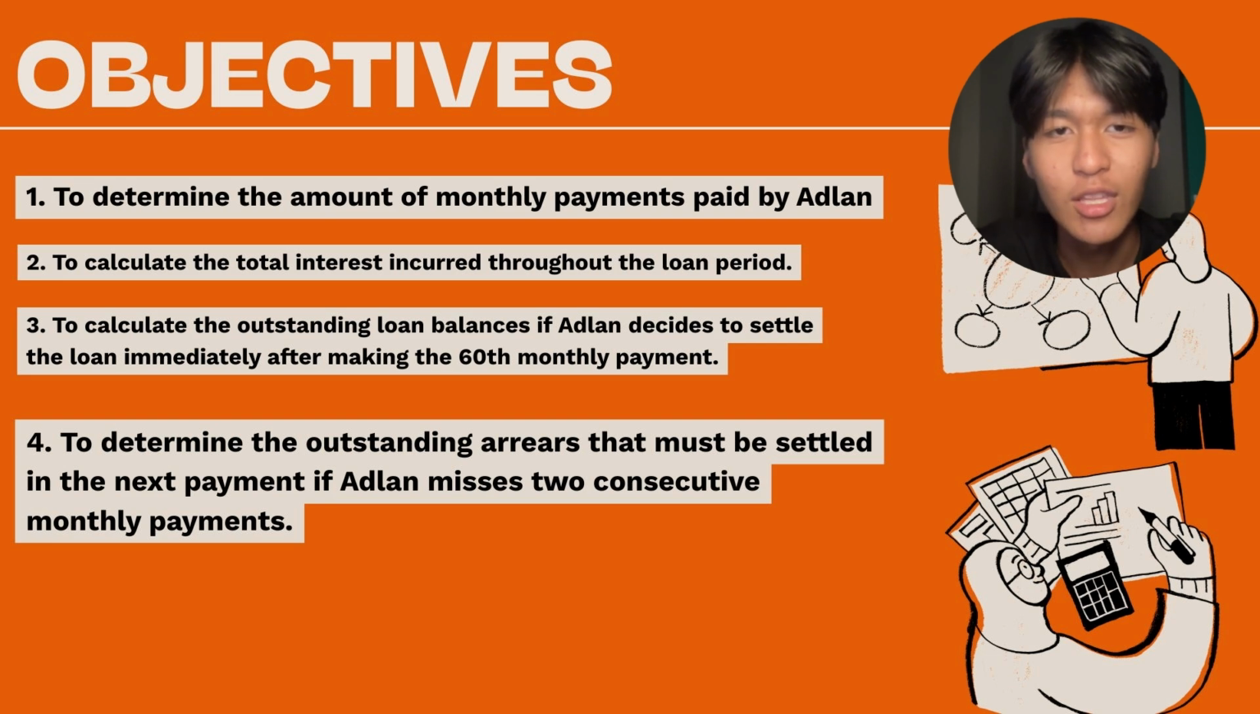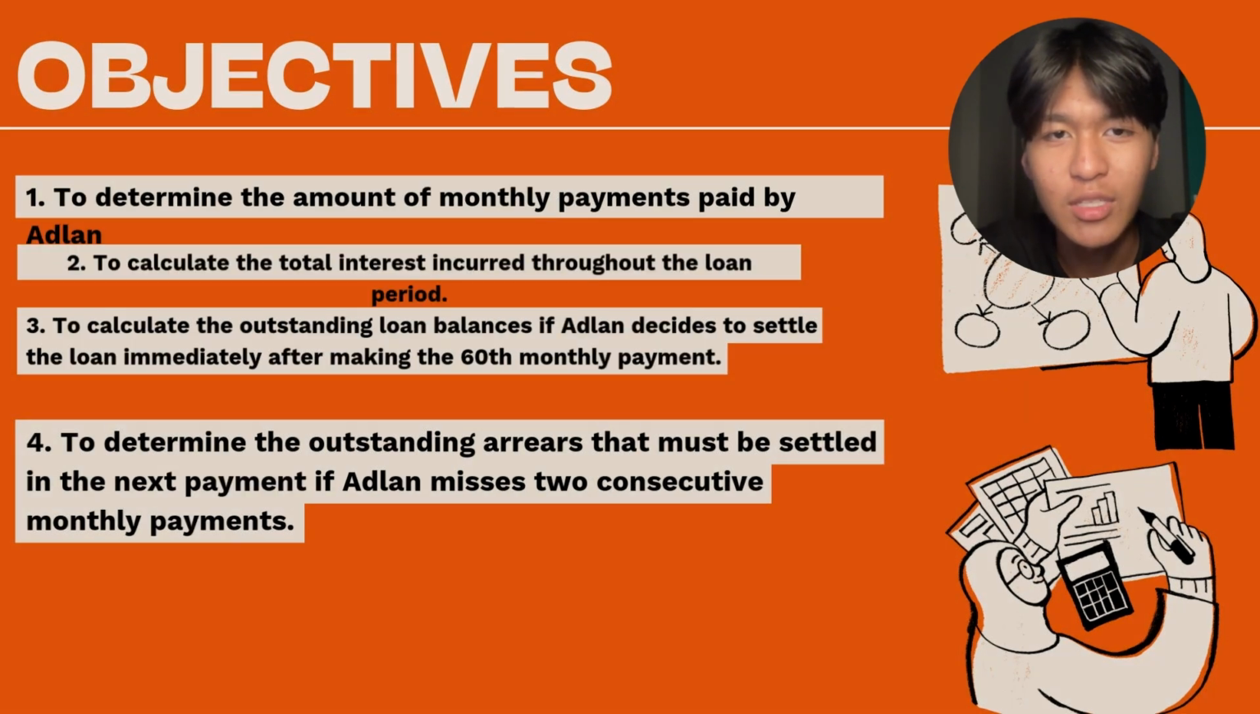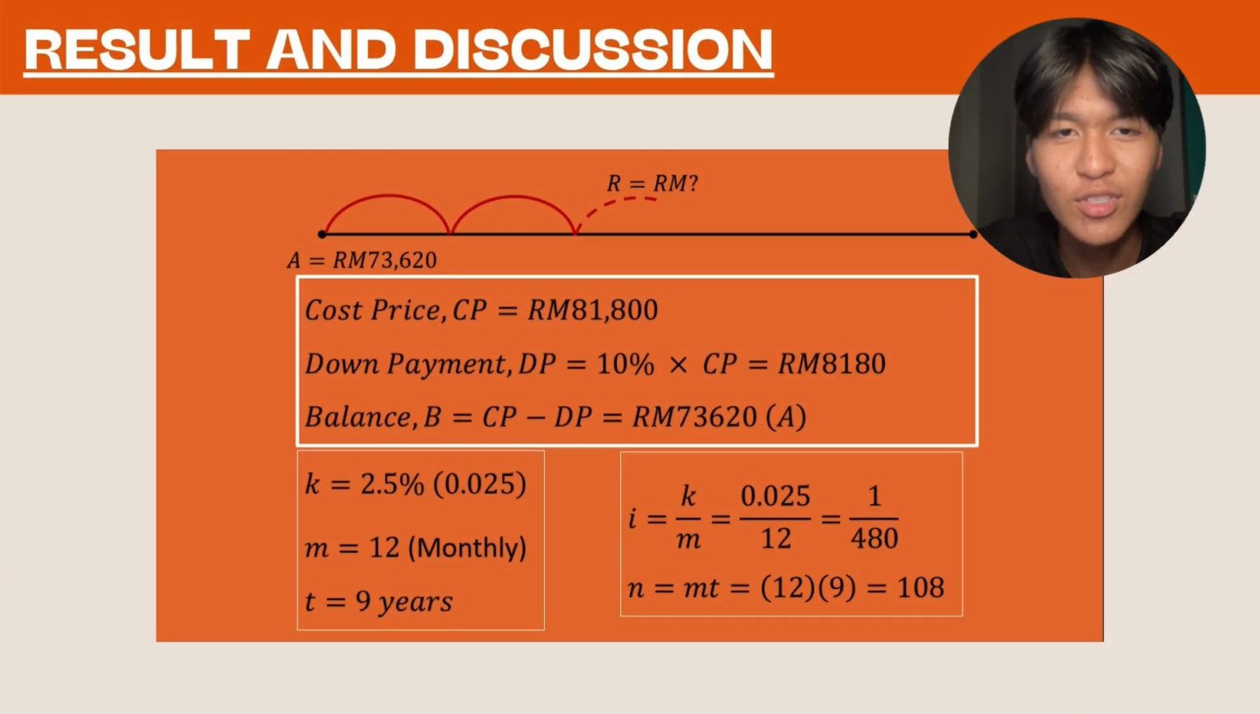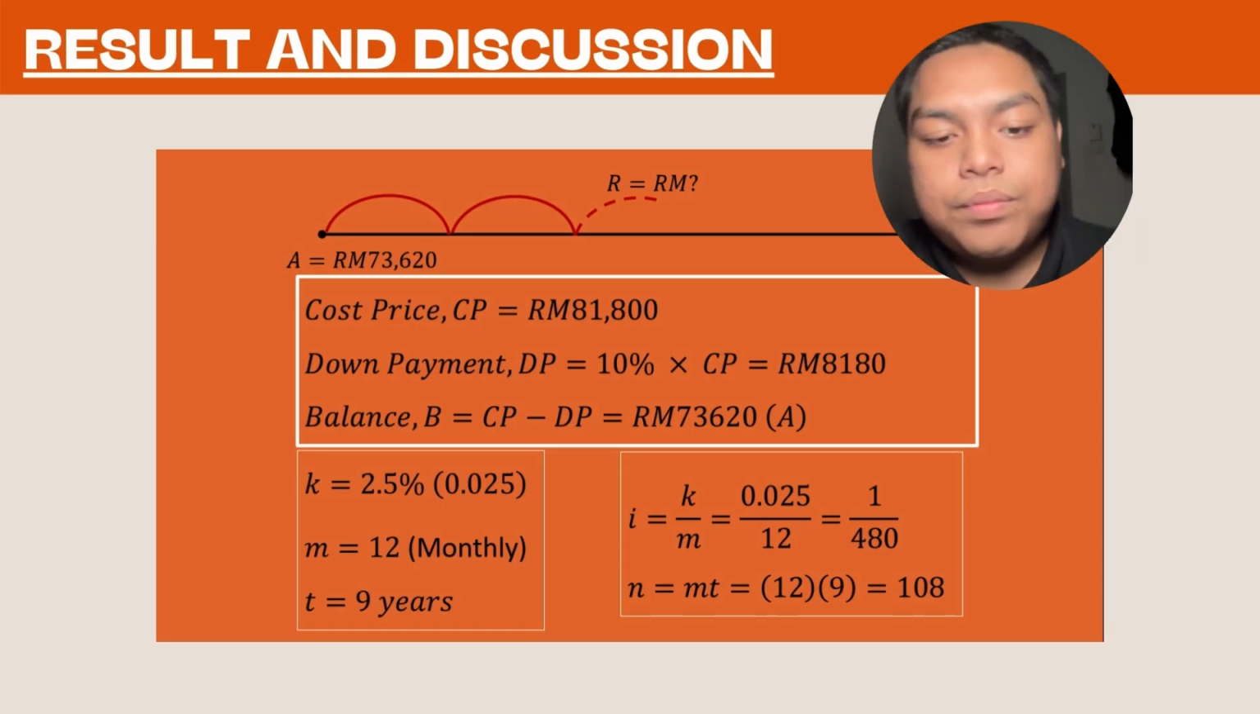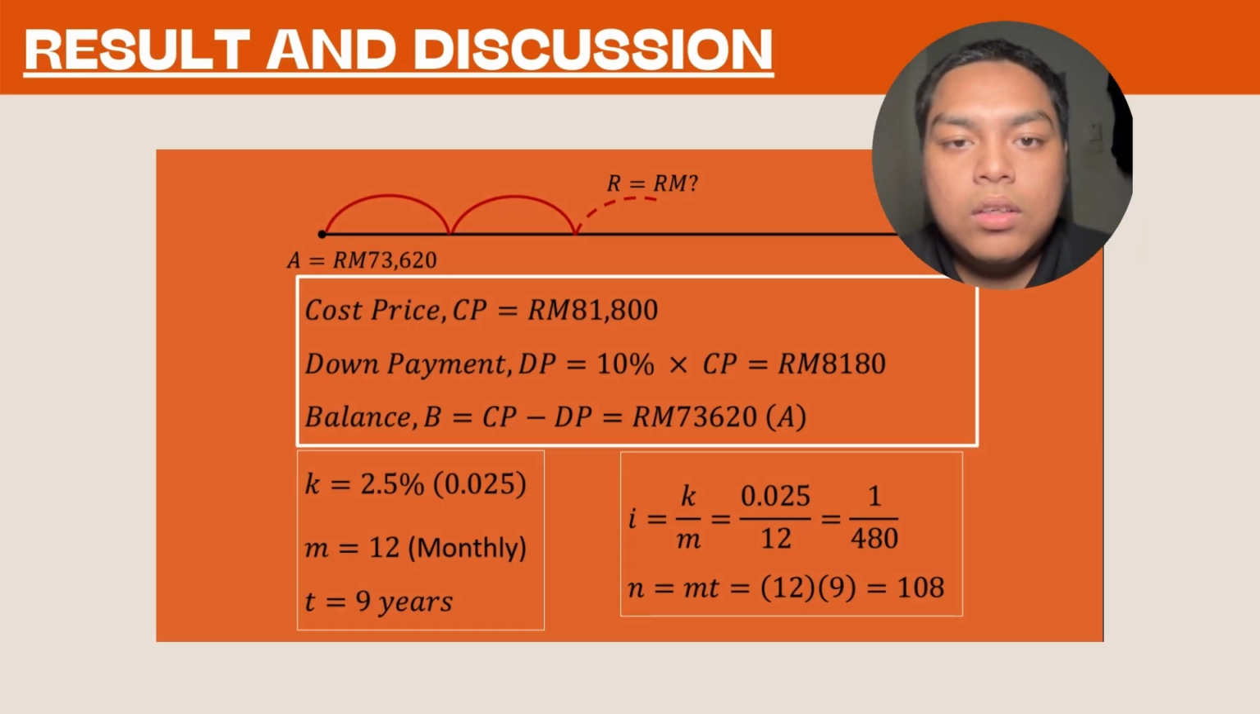And lastly is to determine the outstanding arrears that must be settled in the next payment if Adlan misses 2 consecutive monthly payments. For the result and discussion, cost price is RM 81,800. For the down payment, which is 10% times CP, equals 8,180. For the balance, which is CP minus DP, equals 73,620, which means A.